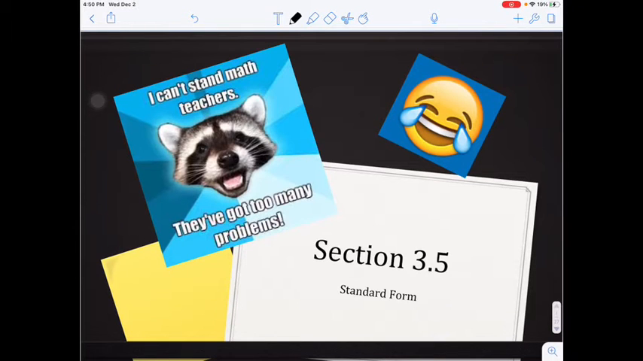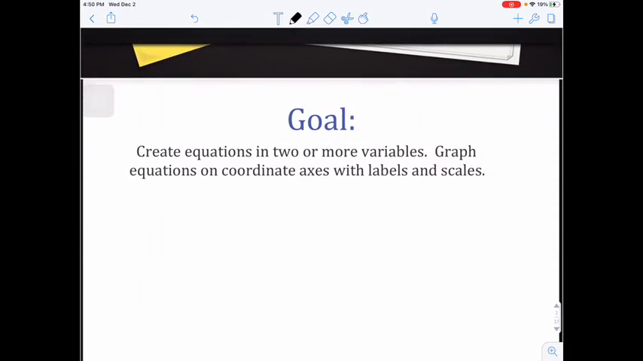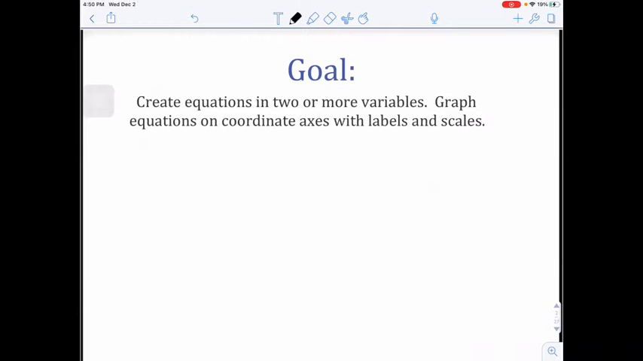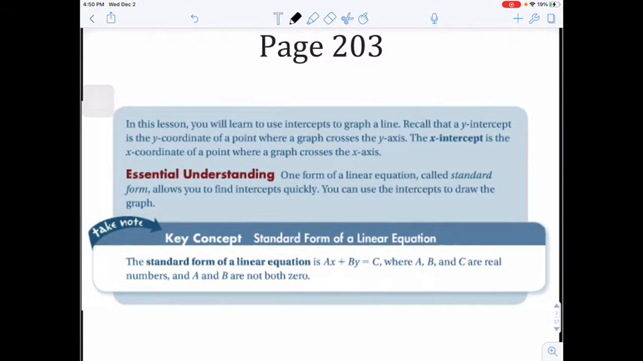Section 3.5 is standard form. Our goal is to create equations in two or more variables, graph equations on coordinate axes with labels and scales. On page 203, in this lesson, you will learn to use intercepts to graph a line.